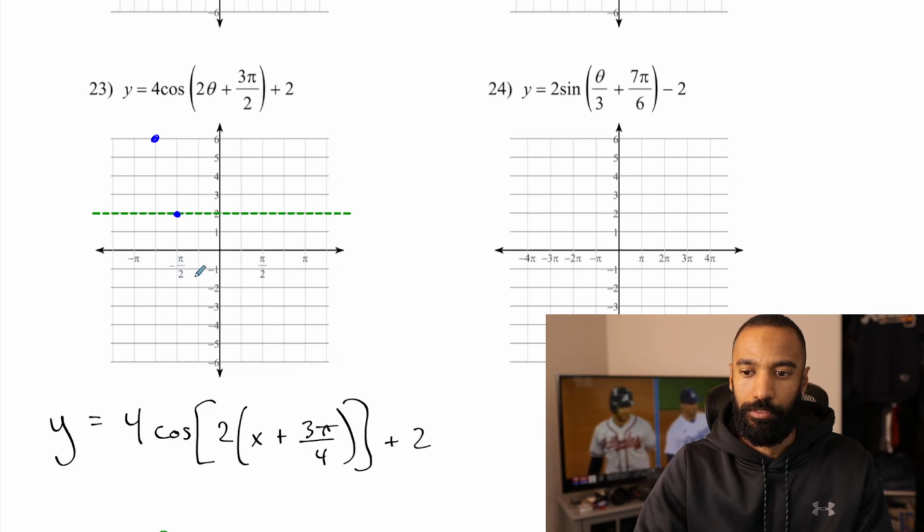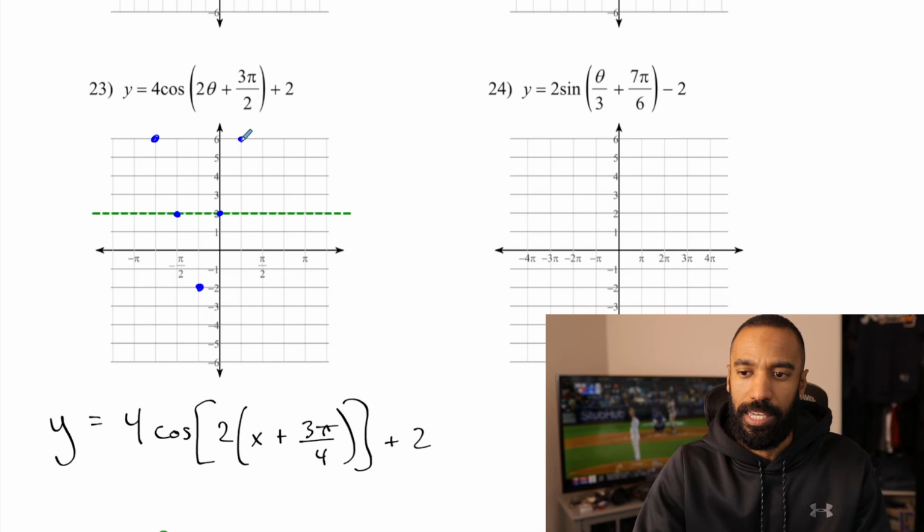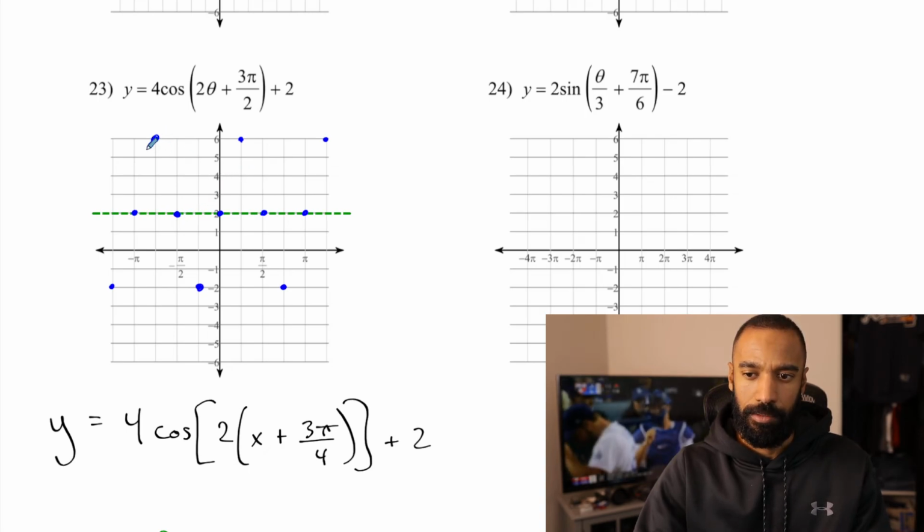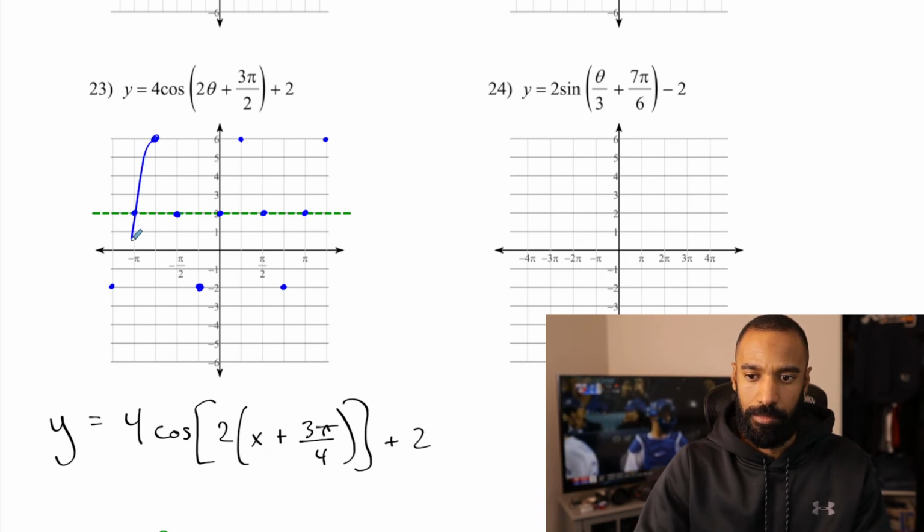And then 1, 2, 3, 4. Down to the trough. Back up to the midline. Back up to the peak. Down to the midline. I feel like I'm saying something to my little baby nephew. Down to the midline. Up to. And yes, that continues there. Very, very, very pretty. Very beautiful.